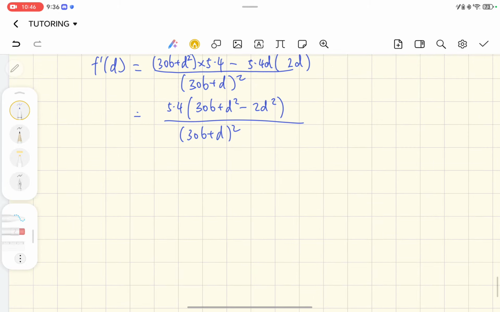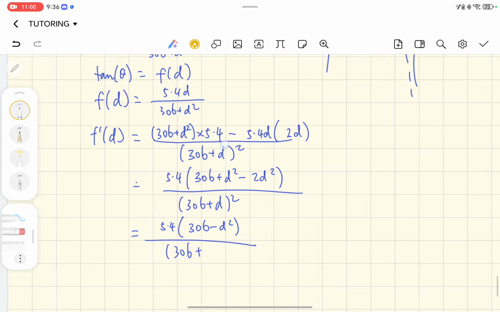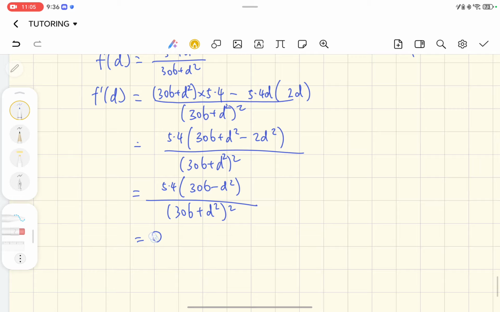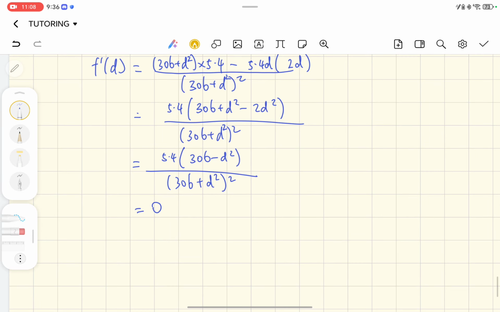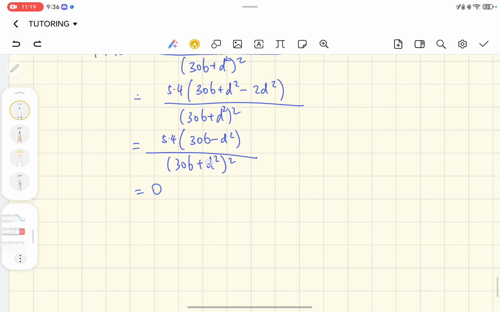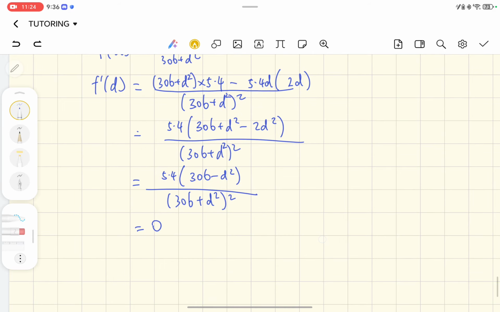Simplifying this, it becomes 5.4 times 306 minus d squared over 306 plus d squared, all squared. Alright, I consider this equal to 0 for a stationary point. We don't have to worry about what's on the bottom line, because the bottom line will never be 0, and it will always be positive, because d squared is positive, so 306 plus d squared is positive, and we're squaring the whole thing, so it must be positive.